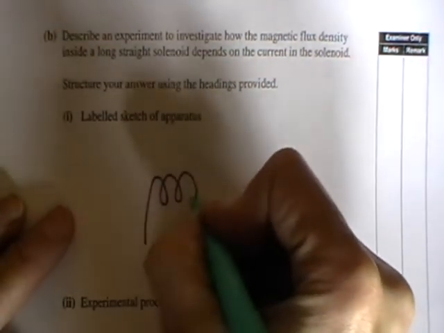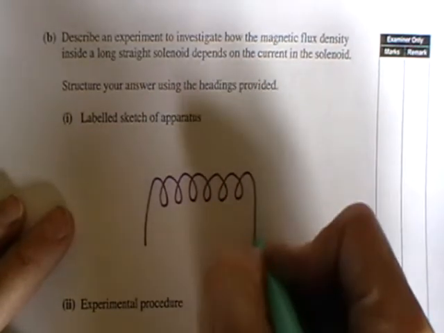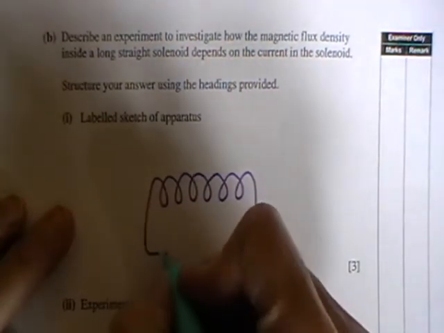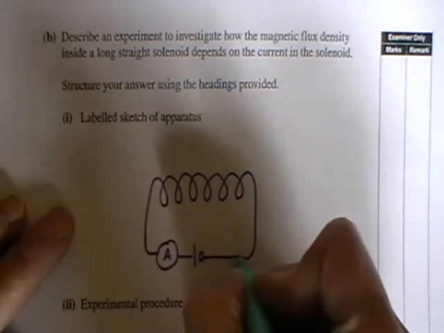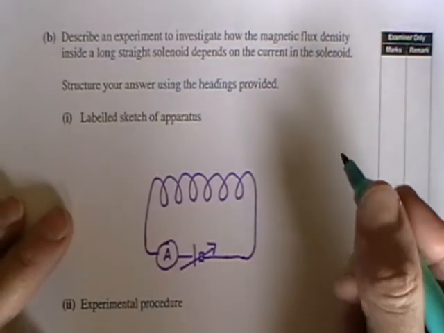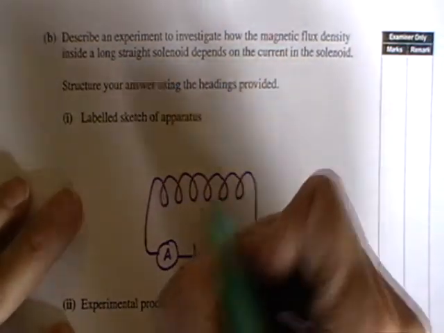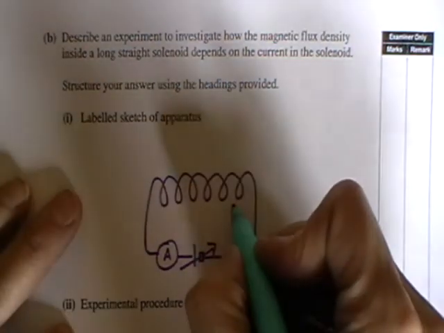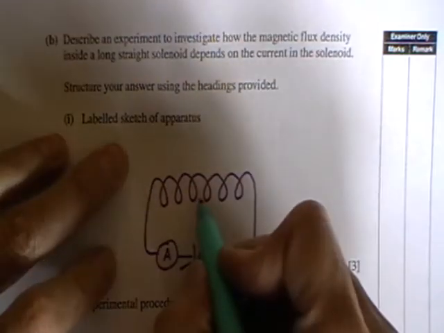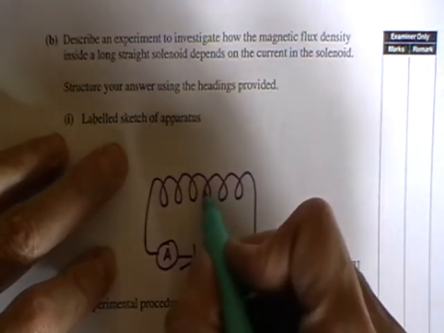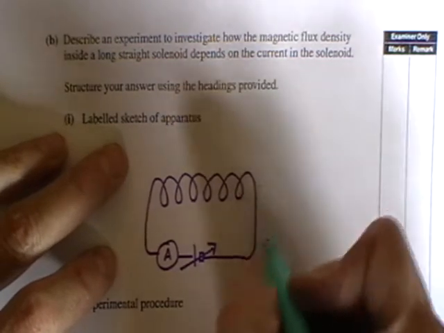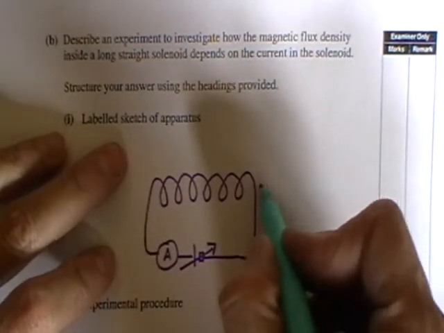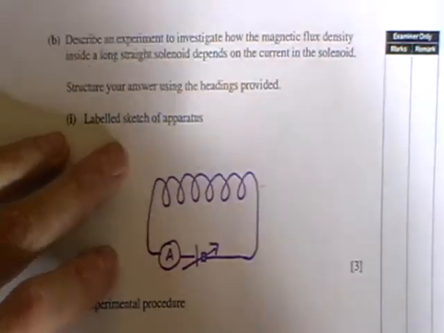So, labelled sketch of the apparatus. Obviously you're going to have a solenoid. You're going to have some way of measuring the current in it and some way of varying the current, so either a variable resistor or a variable power supply. You're going to have some way of measuring your magnetic flux inside the coil. You have to make sure that your Hall probe is right down in the middle of the coil, because the magnetic flux gets much less intense at the end, and they suggest that it's roughly about half.